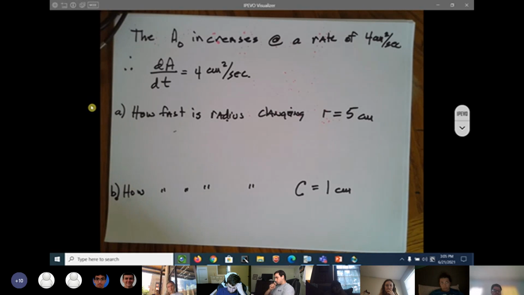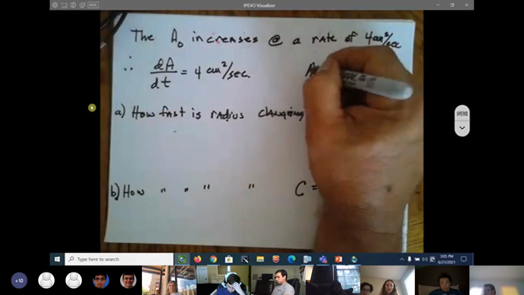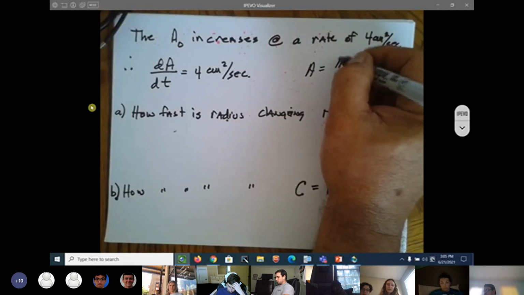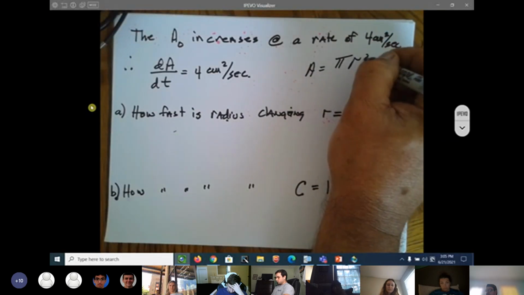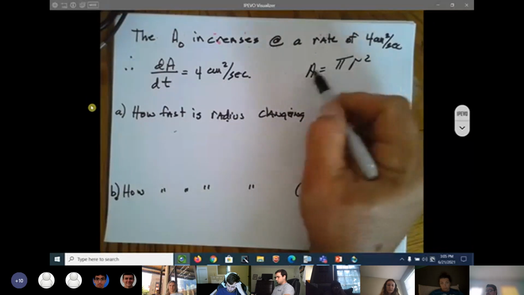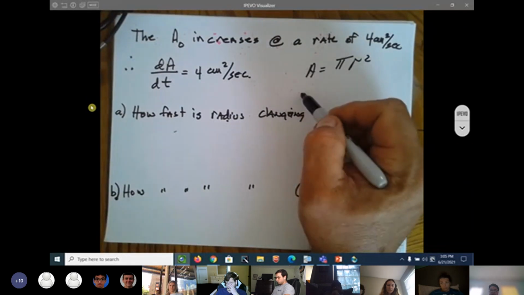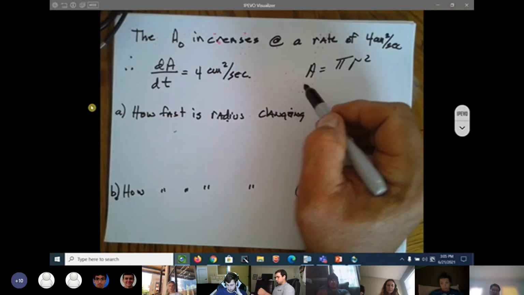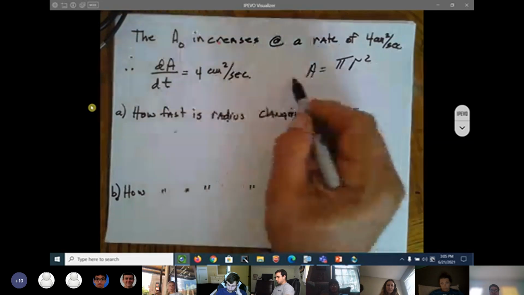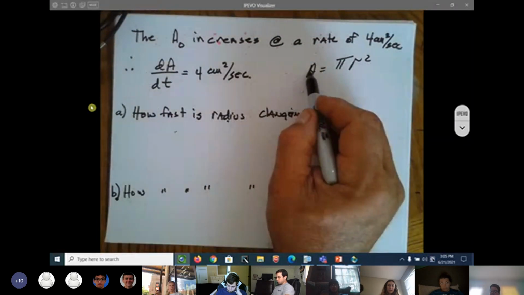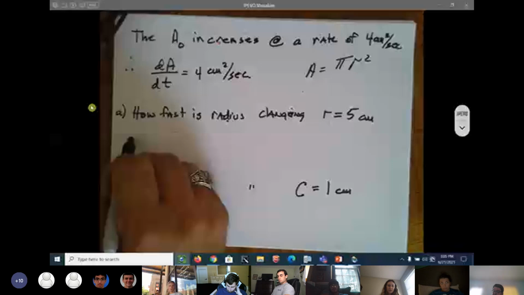So A is equal to pi r squared. If I took the derivative of this, that would be dA over dt. Okay, we got something to plug in for that later, but that would be dA over dt.